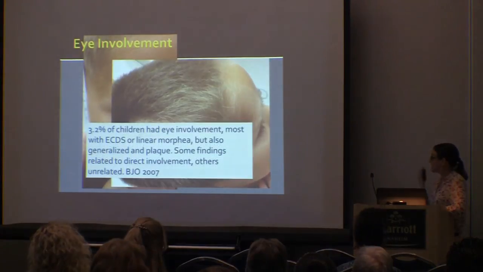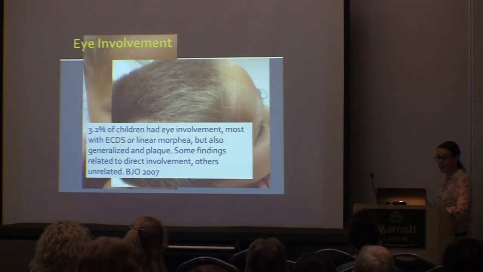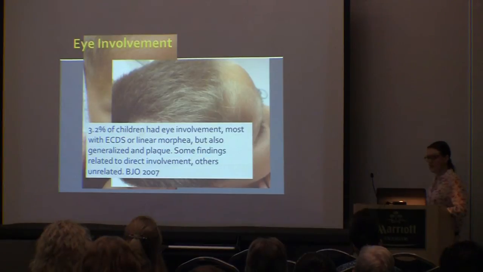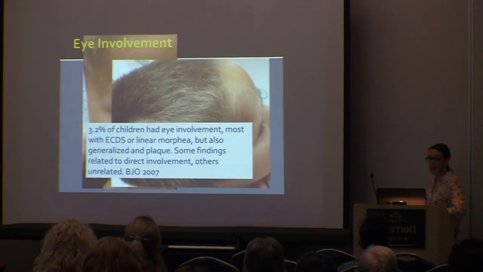The other thing is there was a study published in the British Journal of Ophthalmology that about 3.2% of children had eye involvement, and most of them had the coup de sabre linear morphea, but some of them did not. Some are related to the direct extension of the morphea to the eye area, like to the eyelid or the muscles around the eye. But others actually were more inflammation of the eye, something called uveitis. That usually presents with redness and a foreign body sensation in the eye, so it feels like you've always got something in your eye.